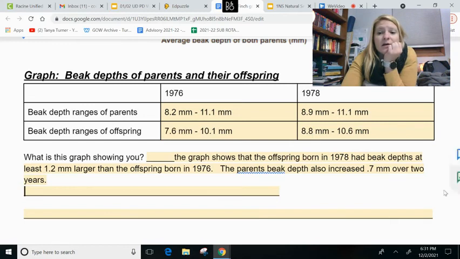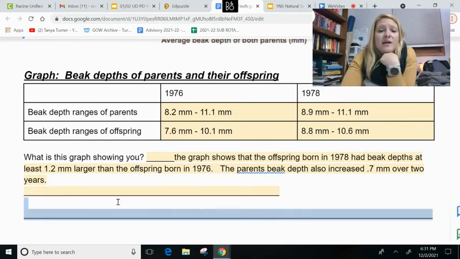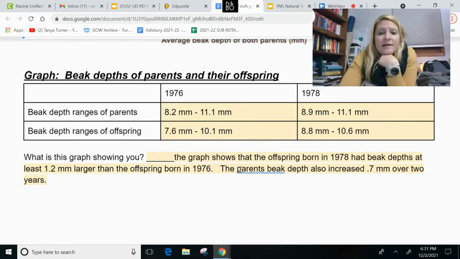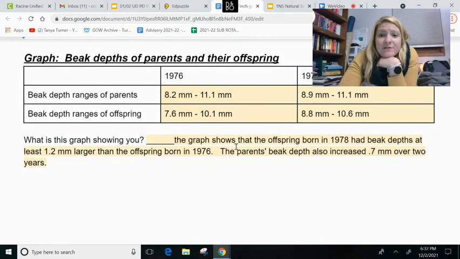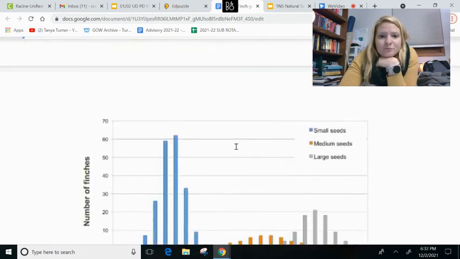You should have a few good sentences explaining what was going on in these graphs. Don't just tell me, like I said, don't just say, oh, it's showing me the beak depth. Yes, I know it's showing the beak depth, but explain to me what was going on. So that was the first graph, and I do want to talk about a few more.